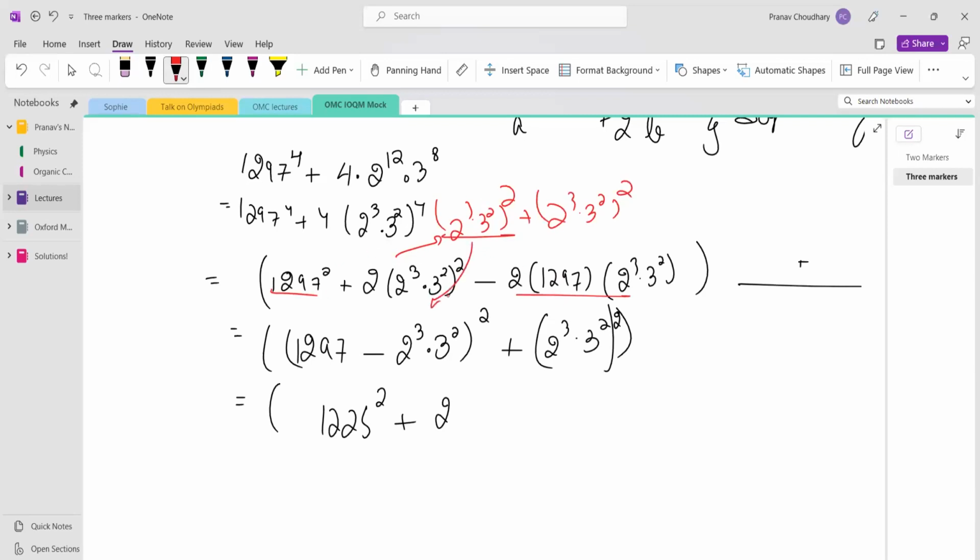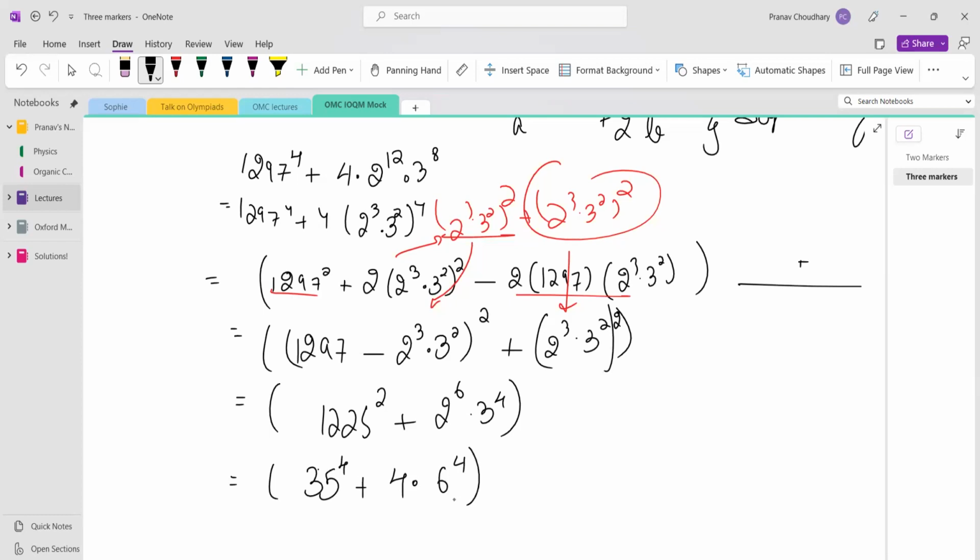So like a square plus b square minus 2ab to form this. And I take the remaining term here. So it should be a square here. So this would be 2 to the power 6 times 3 to the power 4, and I can write 1225 as 45 squared. Sorry, no, 35 squared. 35 to the power 4 plus 4 times, this would be 6 to the power 4.